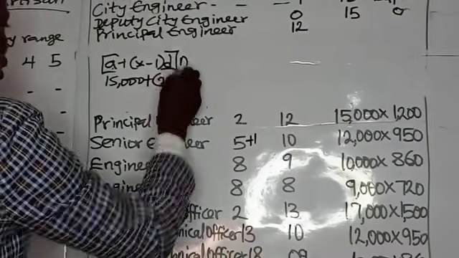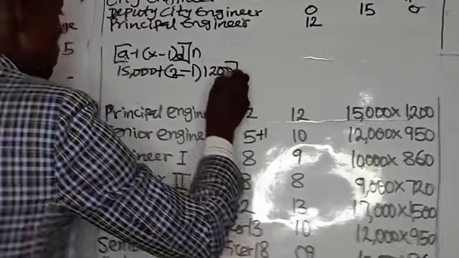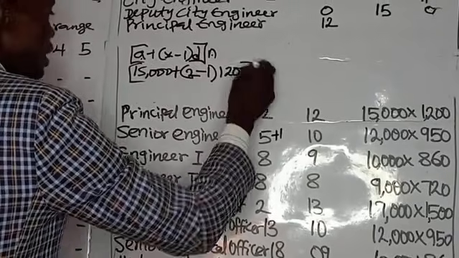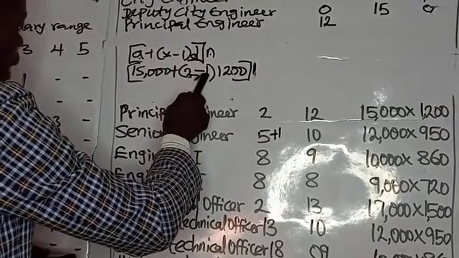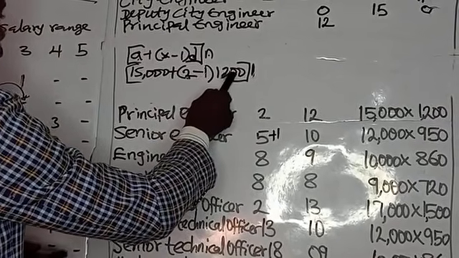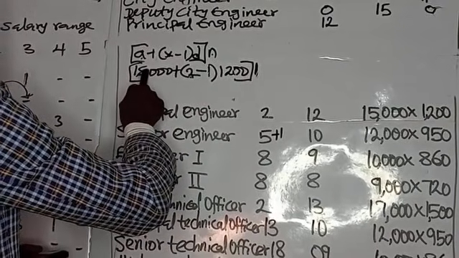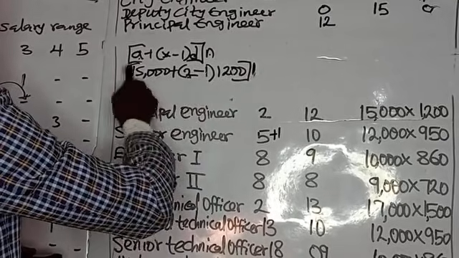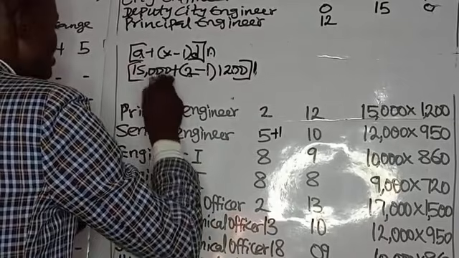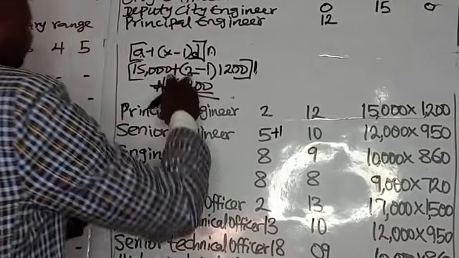So step 2 minus 1 into increment, 1,200, multiplied by number in that step. You have one person in that step. 2 minus 1, that will be 1. 1 times 1,200, that will be 1,200. 1,200 plus 15,000, that will be 16,200. And you have one person. 16,200 times 1 will still be 16,200. That is for the person who was in step 1 before, who now moved to step 2.